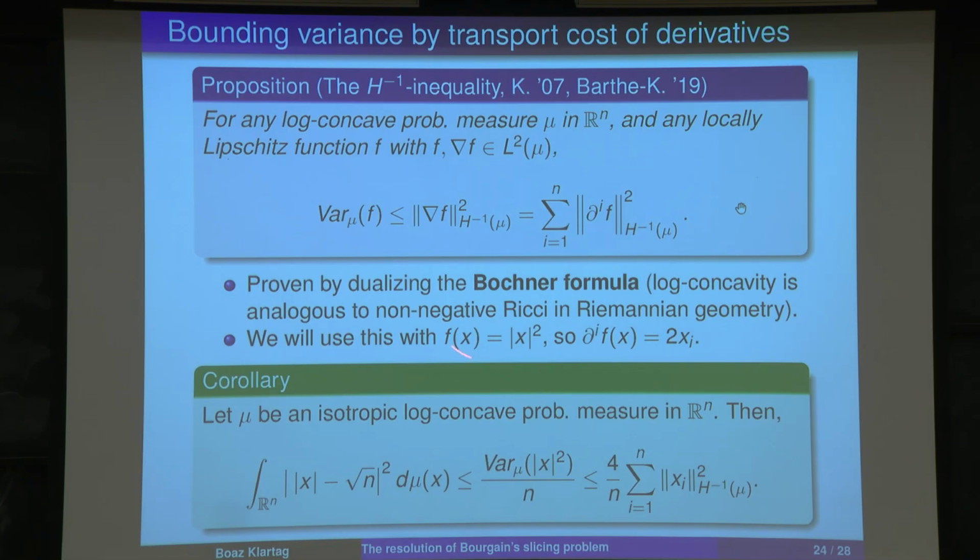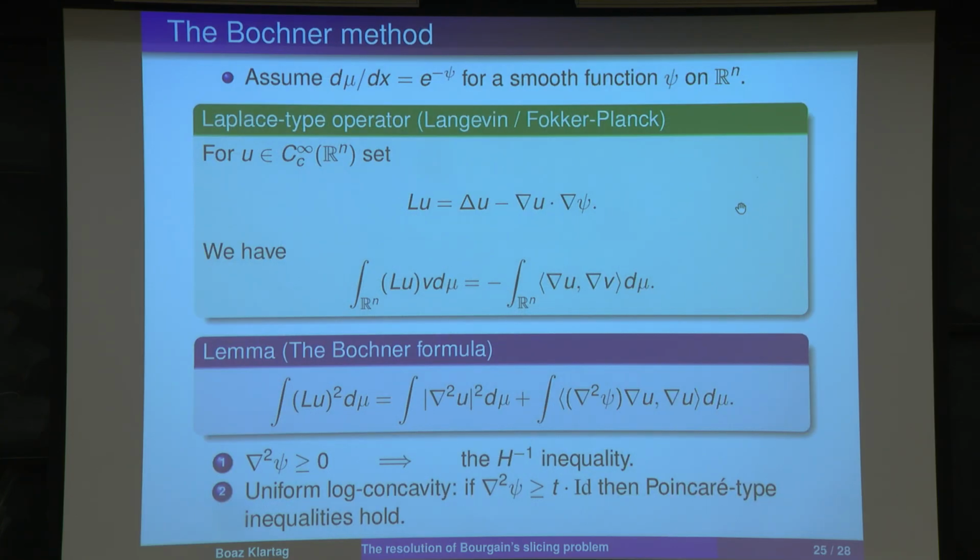And if I apply this to the function x squared, whose derivative is known to me, we conclude that the variance of this function is at most 1 over n times the sum of the H minus 1 norm of the linear coordinates. That's what we get. Okay. Now let me do two things.